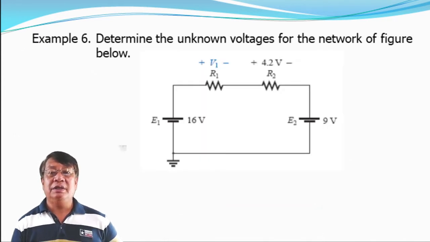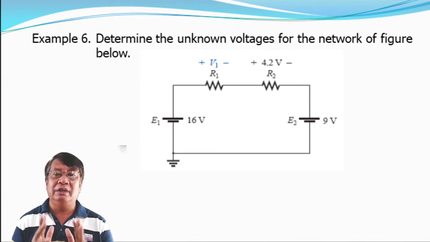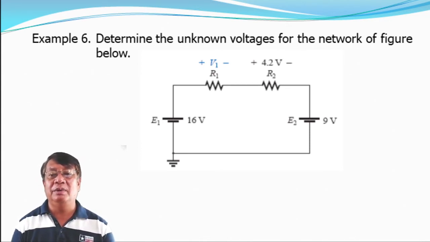So let's try example number 6 now. This is a series circuit. Even though we have not yet discussed a series circuit, just to give a simple application of Kirchhoff's voltage law, we have this circuit here. We have resistance 1, resistance 2, and the voltage sources E1 and E2.